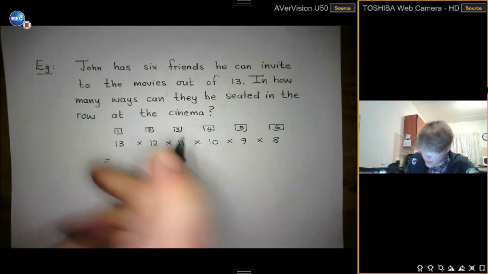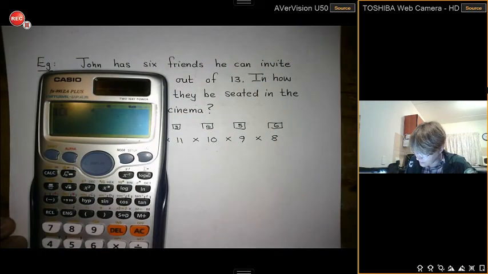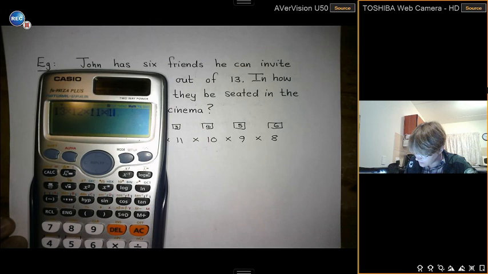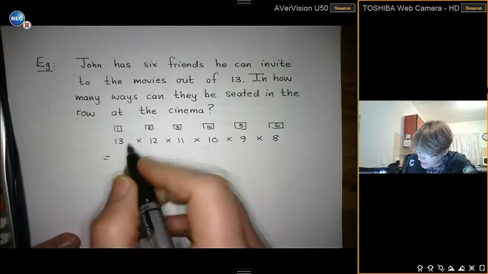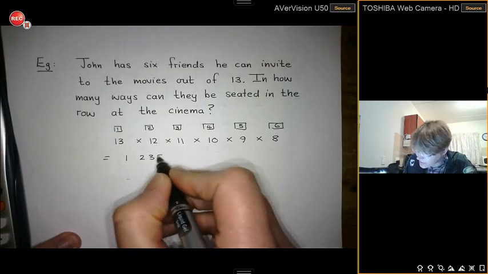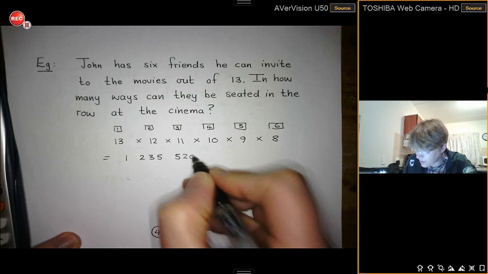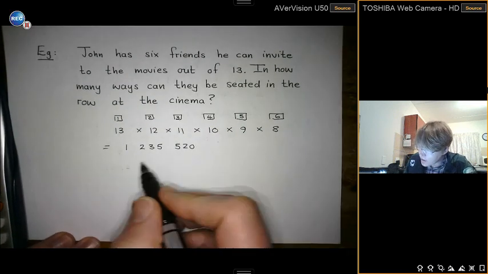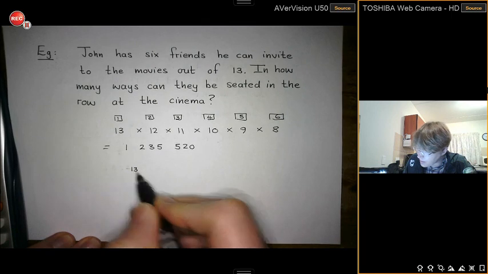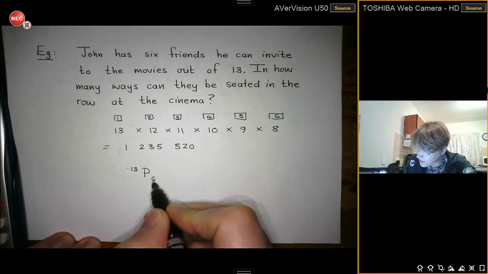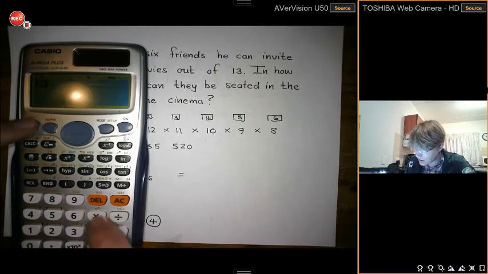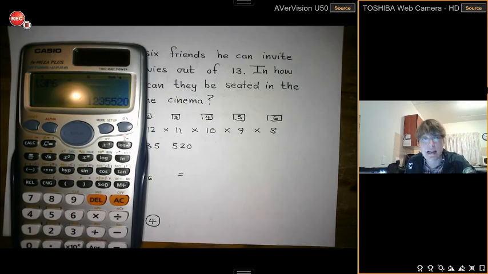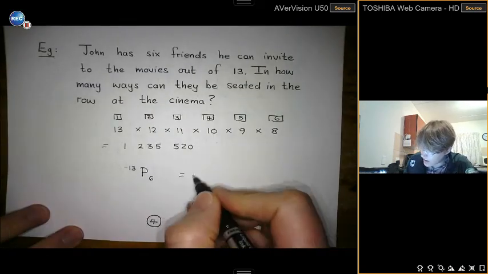And you can go and type it into your calculator. There you go, 13, 12, 11, 10, 9, 8. So that's going to be equal to 1,235,520. Yes, a big number, but it's actually accurate. Or I can simply go and say, I have 13 people available, but I'm only going to choose 6. So 13 permutation 6. And if I type that into my calculator, 13 permutation 6, again I get the exact same value.